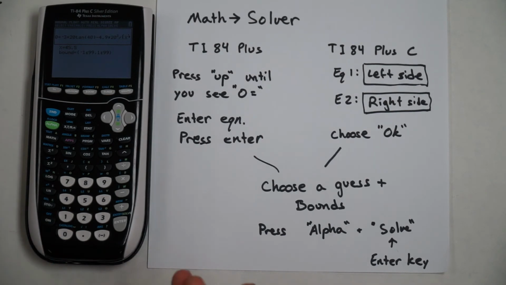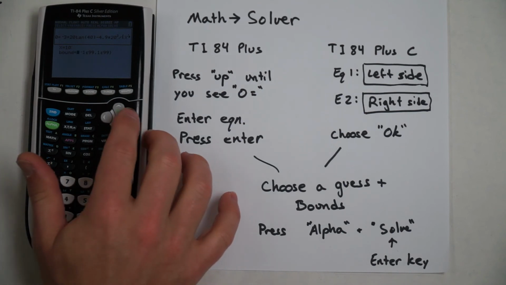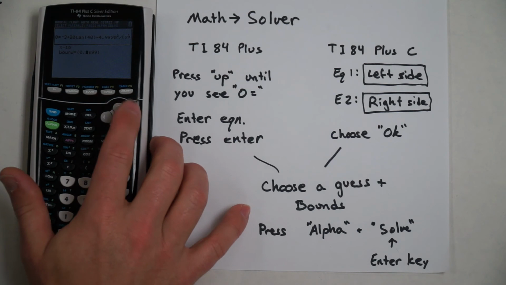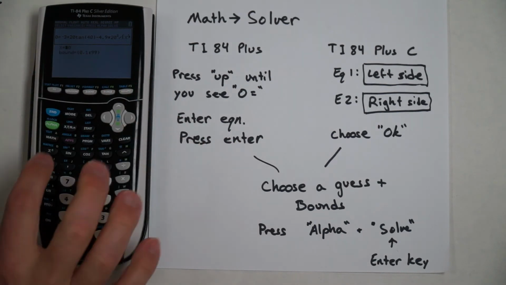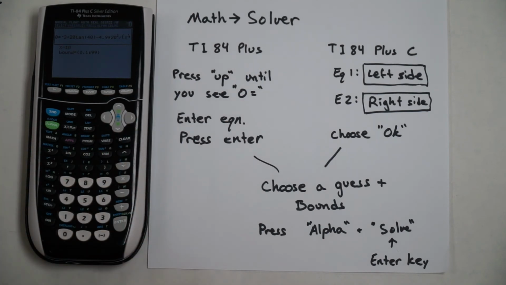That's not my answer. Again, I have to choose a guess. So I might choose 10 for my guess. Again, I can mess with the bounds just the same way. So here I will get a positive number. Highlight over the variable you want to solve for and click alpha solve. It'll find the nearest solution. Okay, that's kind of the trick here.